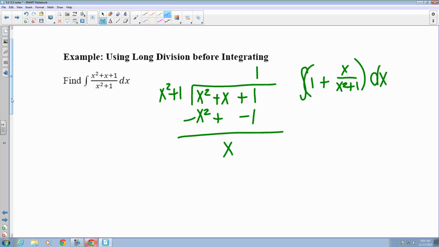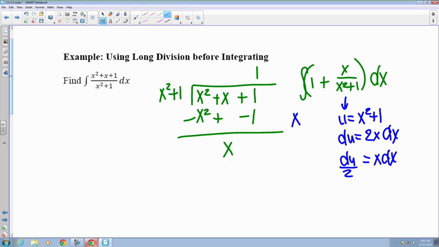The first one is just x. The second one we're going to have to do u substitution. Divide by 2. Make it match. Okay, so the integral of the first one is just x. The integral of the second one is 1/2 natural log x squared plus 1 plus c.